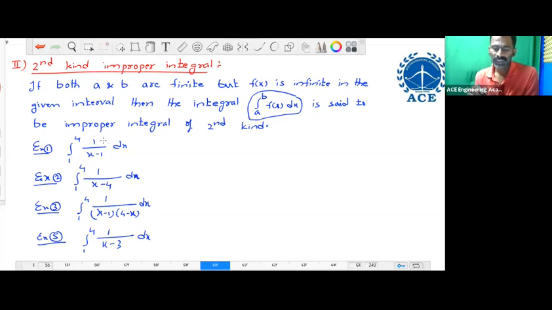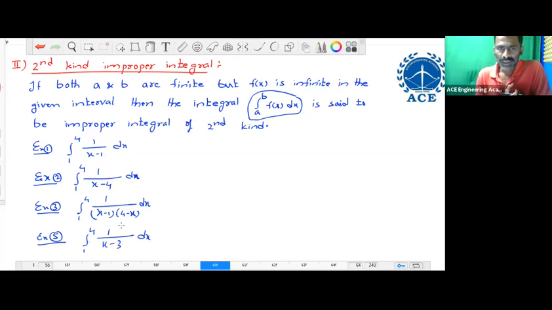1 by x minus 1 is infinite at x equal to 1. That 1 is inside the interval or at the end of the interval only. Now 1 by x minus 4, it is infinite at the upper limit only. And this function is infinite at 1 and 4. Both are end points of the interval or limits only. But this function is infinite at x equal to 3. That 3 is inside the interval. That is between 1 and 4, somewhere 3, this function is infinite.